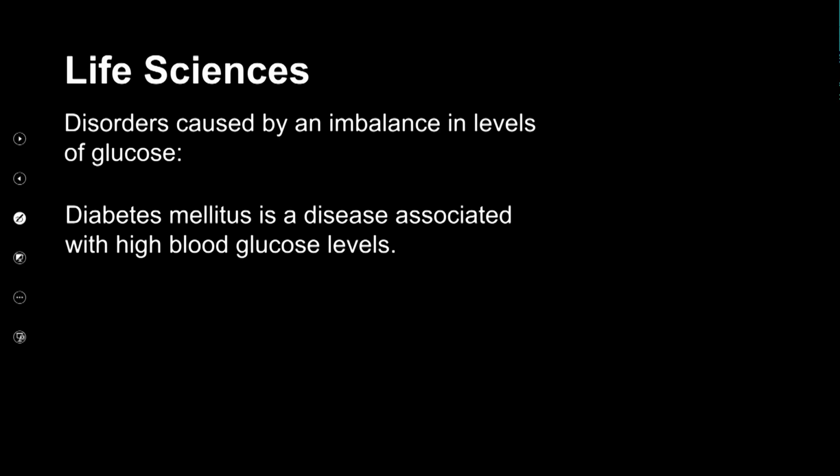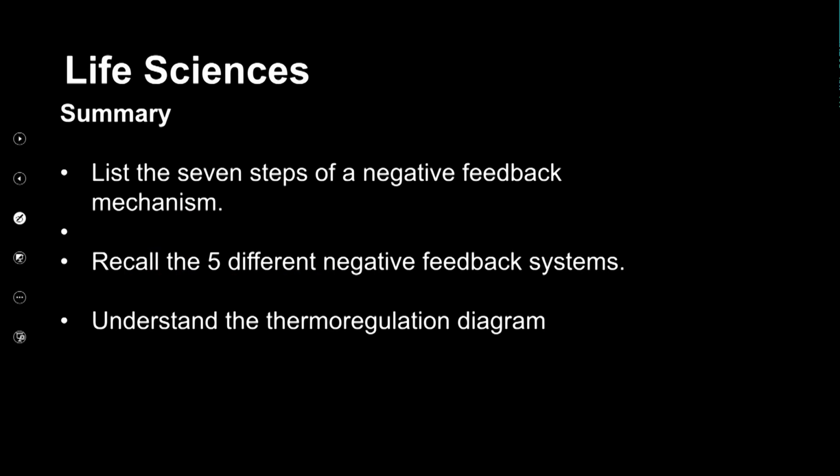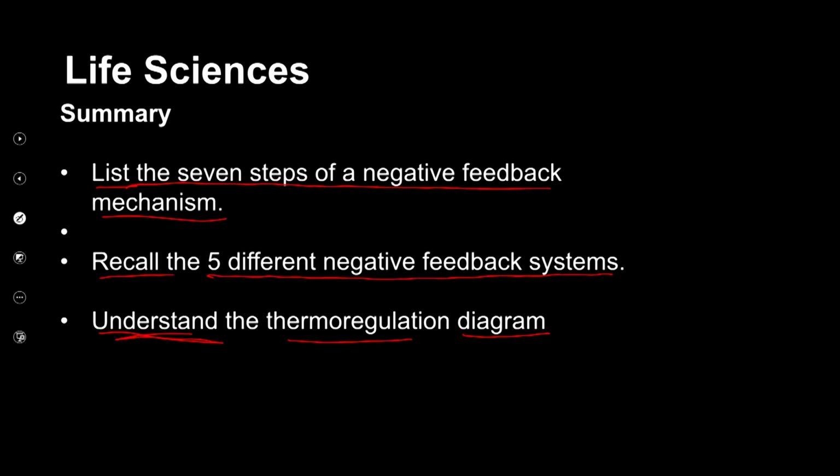Then, the disorder caused by an imbalance in level of glucose. We are talking about diabetes mellitus. It's a disease that is associated with high glucose level. Then the summary again, you must be able to list 7 steps of negative feedback mechanisms that we dealt with. Recall 5 different negative feedback mechanisms that we did, and understand thermoregulation diagrams.